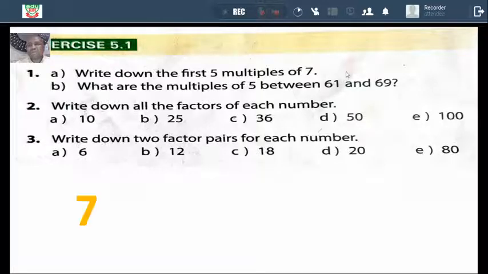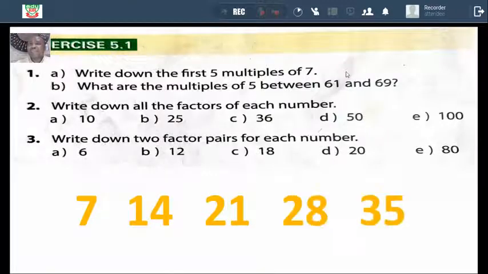7, 14, 21, 28, 35. We have done 5 multiples of 7 as we see them here. Now that's how you'll answer question 1, number A here. So far so good. Now let's do number B. What are the multiples of 5 between 61 and 69? Just like we did the first one, I suggest you do all the multiples of 5 until you pass 69.